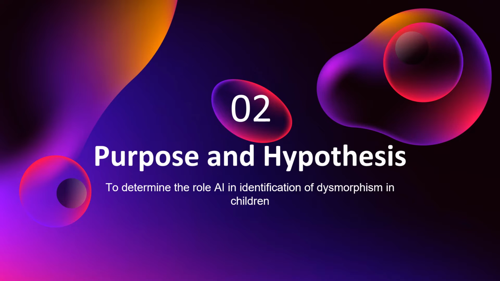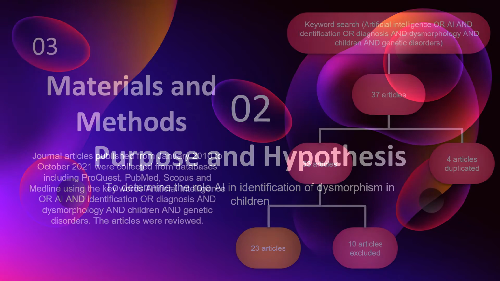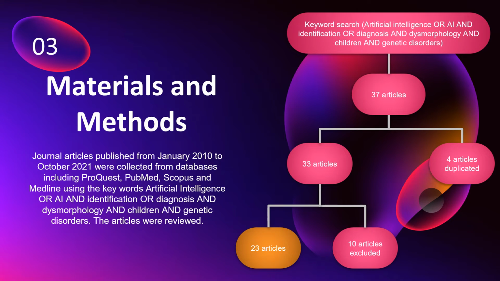The purpose of this research is to determine the role of artificial intelligence or AI in identification of dysmorphism in children. 23 articles were published in the last 10 years and were collected from various sources including ProQuest, PubMed, Scopus, and Medline using keywords pertaining to our research. These articles were reviewed and then summarized.